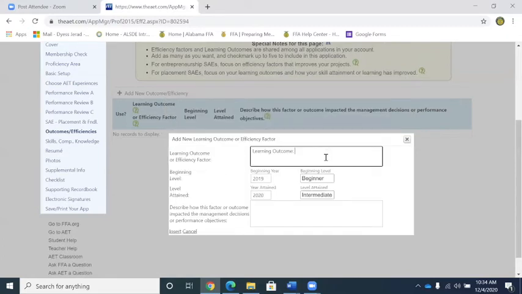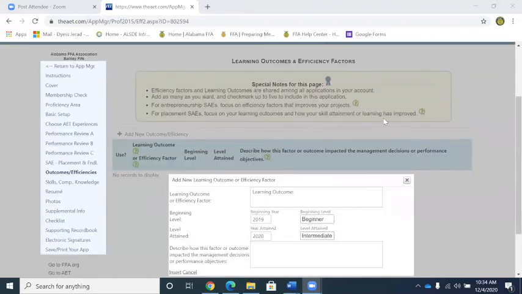So you want to make sure that you do a good job with this, because they're not going to just go down there and give you 2 points for each one. They're going to read each one of them. If you read up here at the top, it says for placement SAEs, focus on your learning outcomes and how your skill attainment or learning has improved.